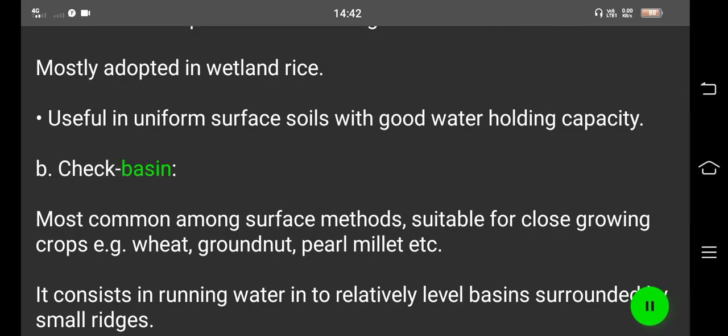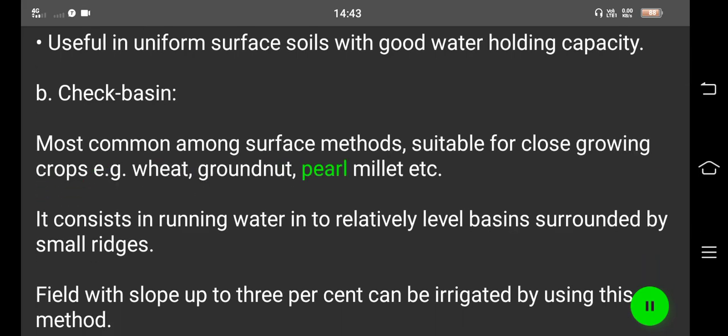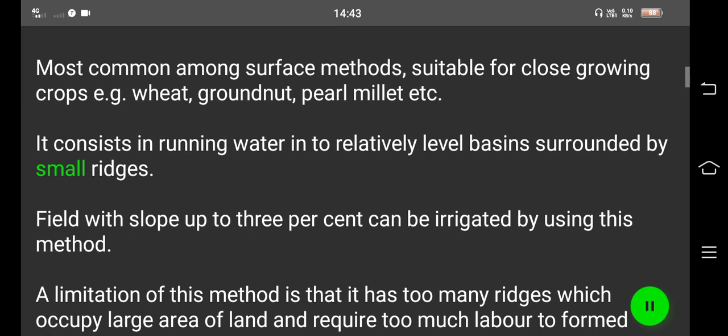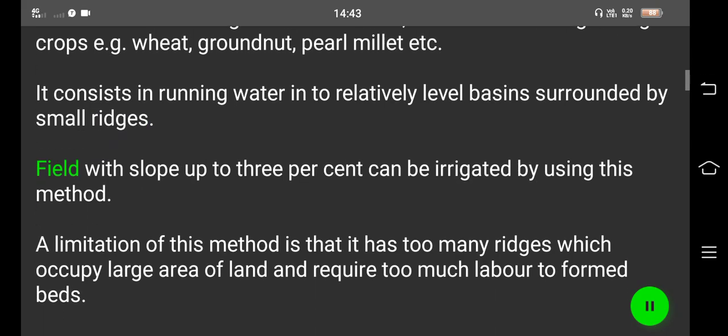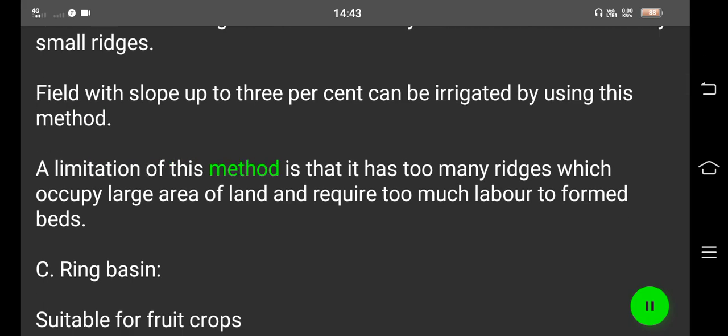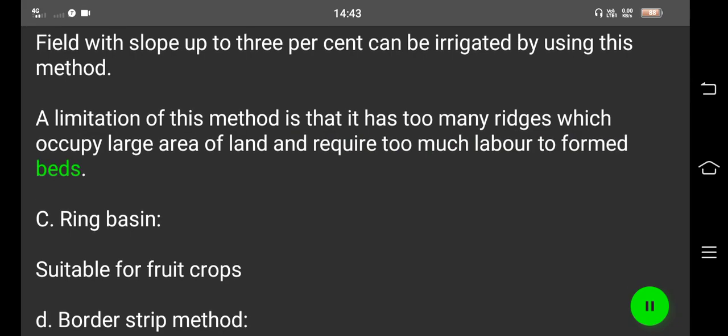B. Check basin. Most common among surface methods, suitable for close growing crops, e.g. wheat, groundnut, pearl millet, etc. It consists in running water into relatively level basins surrounded by small ridges. Fields with slope up to 3% can be irrigated by using this method. A limitation of this method is that it has too many ridges which occupy a large area of land and require too much labor to form beds.